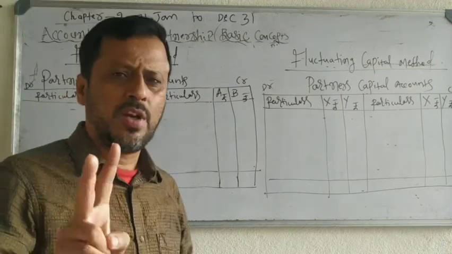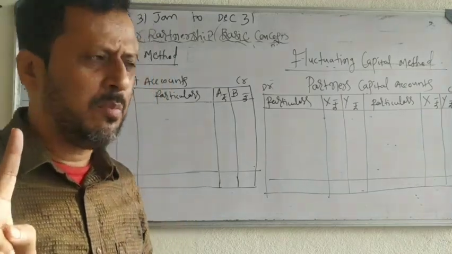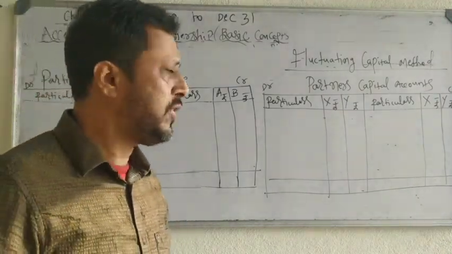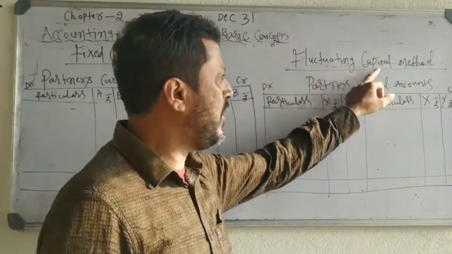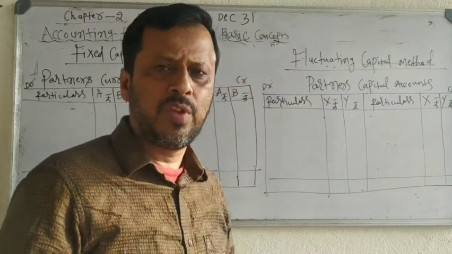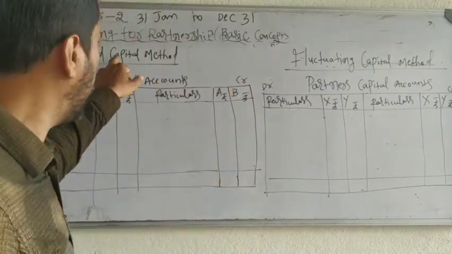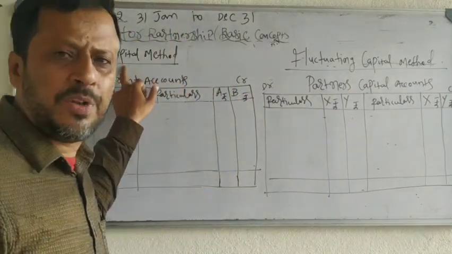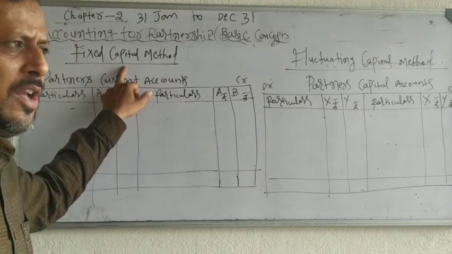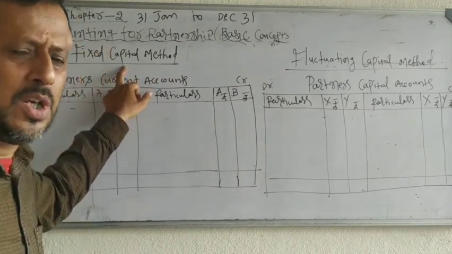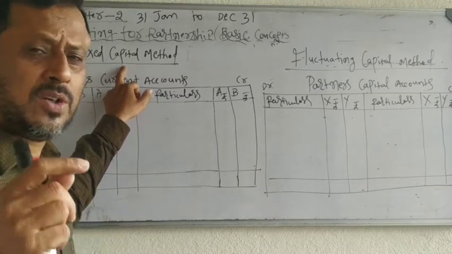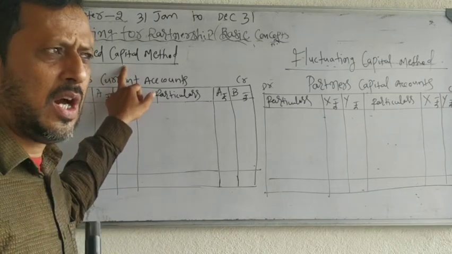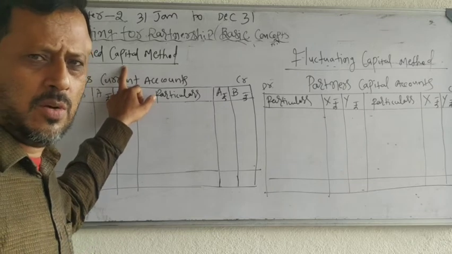There are two methods of maintaining partners' accounts. One is the fixed capital method, another is the fluctuating capital method. Let's go to the first method, the fixed capital method. Under the fixed capital method, two partners' accounts are maintained. One is the partners' capital accounts, another is the partners' current accounts.